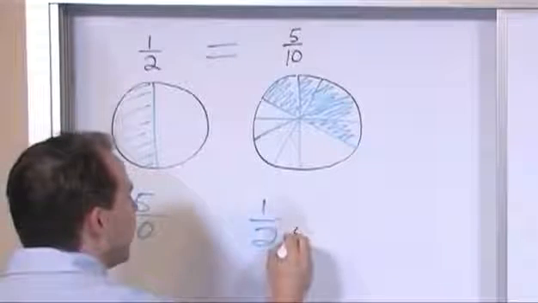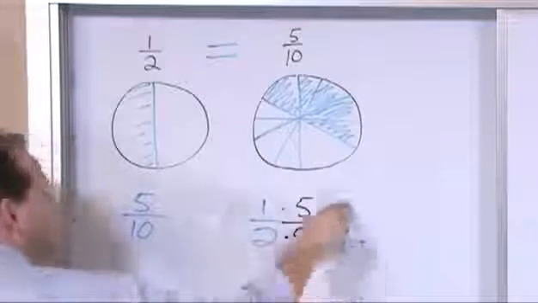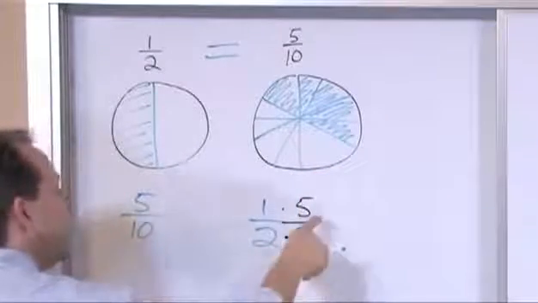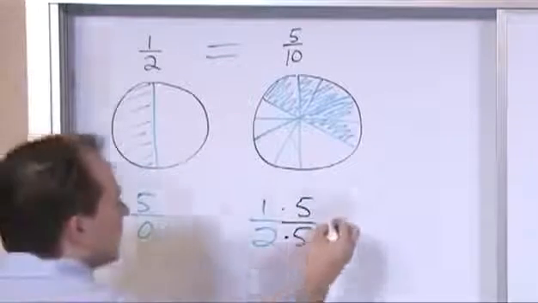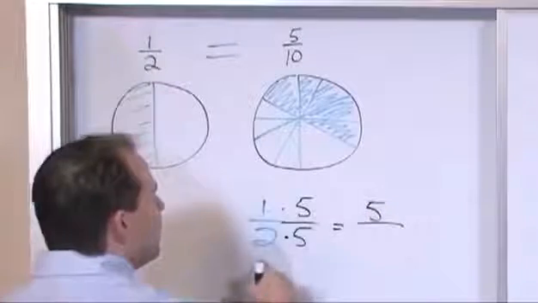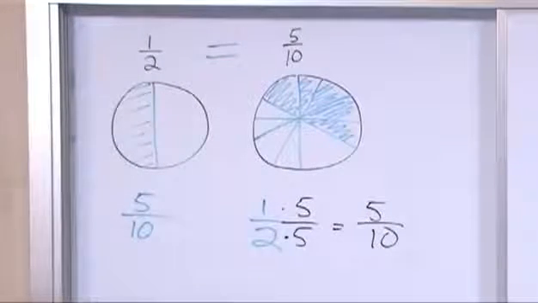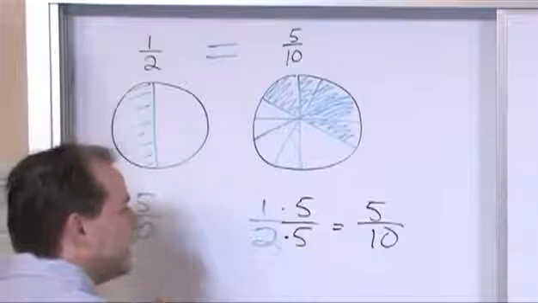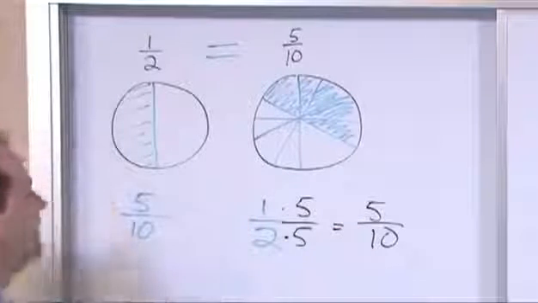So if I multiply this by 5 in the bottom and by 5 in the top, then I have not changed this fraction because I'm doing the same thing to the top that I'm also doing to the bottom. So I'm multiplying it by something, but I'm doing it to the top and to the bottom. So 1 times 5 is 5. 2 times 5 is 10. So I'm proving to you, based on this little idea that you can multiply the top and the bottom of a fraction by anything you want, that 1/2 is actually equal to 5/10, which is what we've shown here.